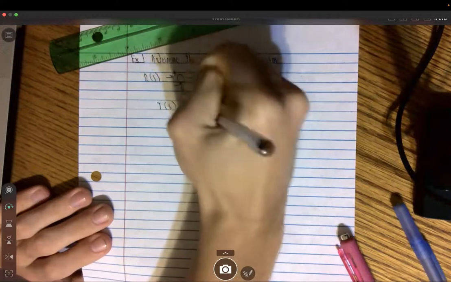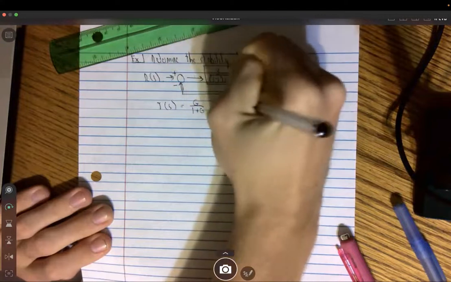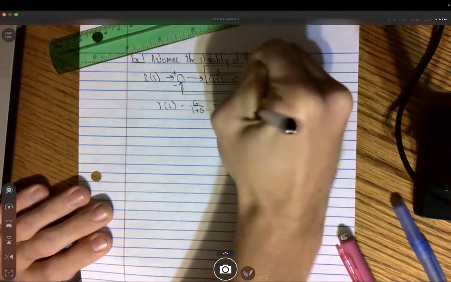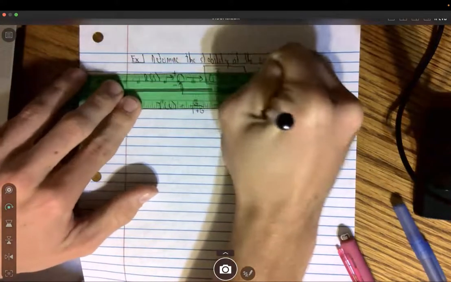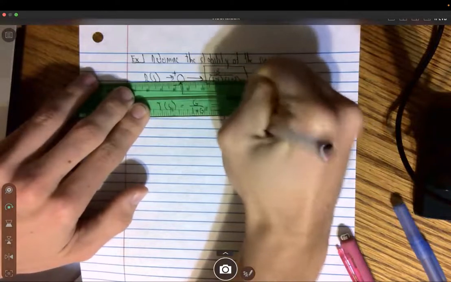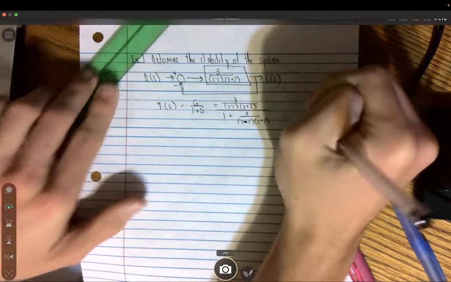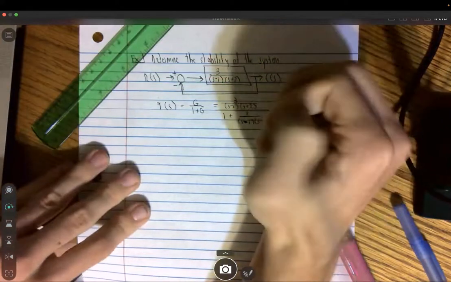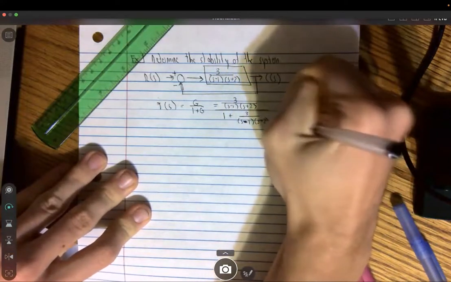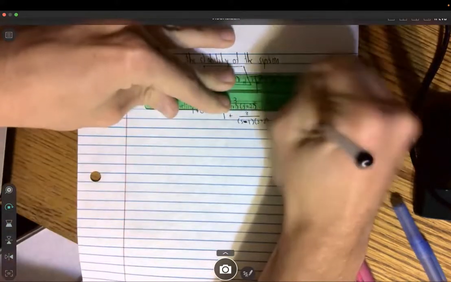It's going to be G over 1 plus G. And so when you solve for this, you're going to have 3 over S minus 1 times S plus 2, all over 1 plus 3 over S minus 1 times S plus 2. And here when you simplify, you're going to get 3 over S minus 1 times S plus 2 plus 3.